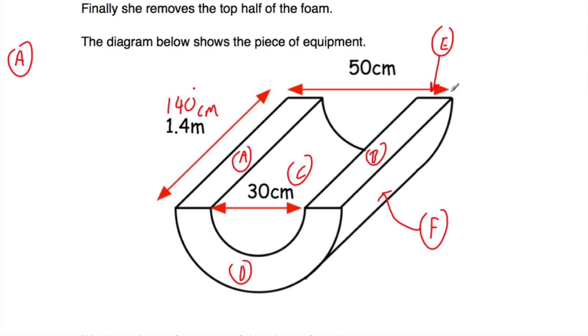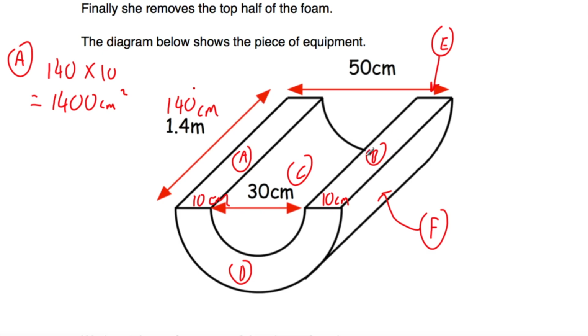Now the whole diameter of the cylinder to begin with was 50 centimeters, and this bit's been cut away, which has a diameter of 30 centimeters, so that leaves 20 for this length and this length. If you divide that by 2, you'll get 10 centimeters there and 10 centimeters there. So to find the area of A, we're going to do 140 centimeters multiplied by 10 centimeters. So 140 multiplied by 10 is equal to 1,400 centimeters squared. And that's the area of A.